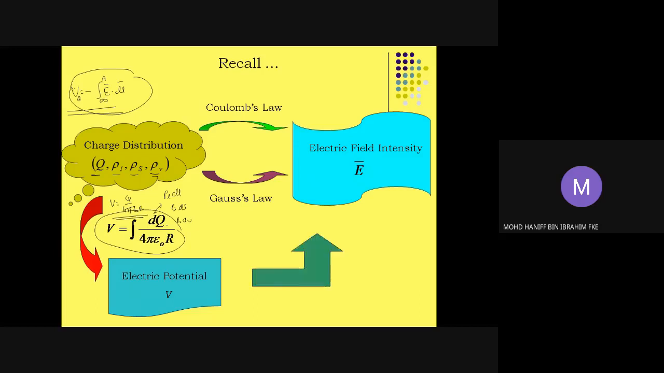For this topic of gradient, basically we want to use the potential V. Let's say we have potential V. We can use the potential V to find the E field. So this is what we're going to learn in this first part of lecture 9: use V to find the E field intensity.